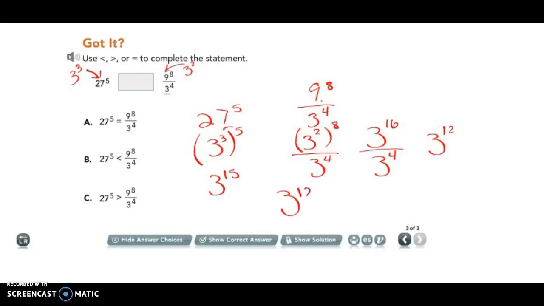So I have 3 to the 12th power compared to 3 to the 15th power. So just comparing our exponents, we're going to see that this one, the 3 to the 15th, is bigger. So that means that 27 to the 5th power is larger than 9 to the 8th power divided by 3 to the 4th power. Okay, I hope that made sense.